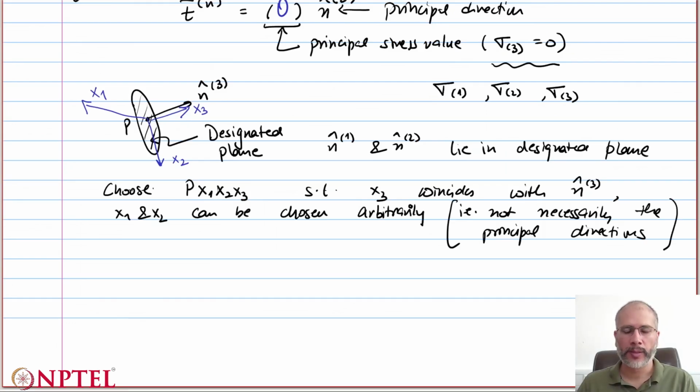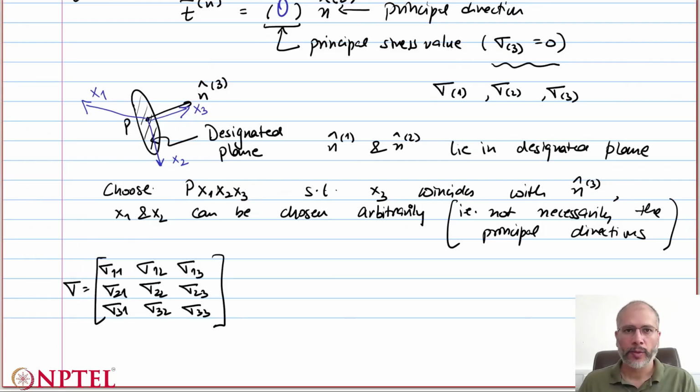So this results in a 3D right-handed Cartesian coordinate system, which is Px1, x2, x3 in this case. Now what we'll do is we'll write the Cauchy stress tensor in this chosen coordinate system. So here's our Cauchy stress tensor with the 9 components, and we know that the third row of the Cauchy stress tensor is nothing but the traction vector on E3 hat in this coordinate system.